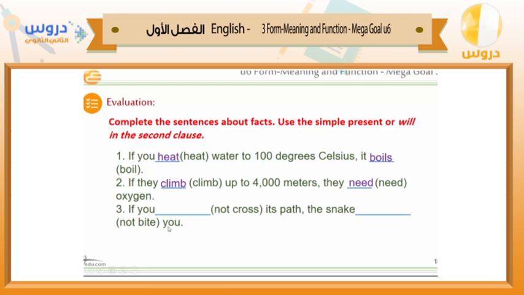Number 3: if you don't cross its path, the snake will not bite you. What can we say here? If you don't cross its path, the snake will not bite you.